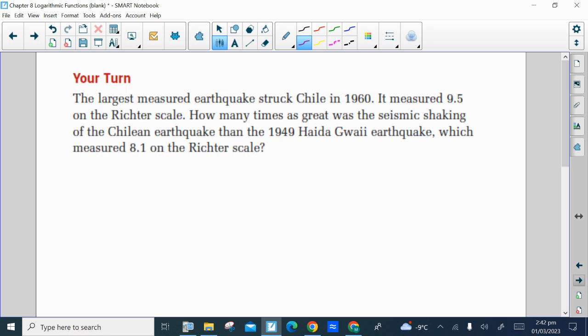The largest measured earthquake struck Chile in 1960. It measured 9.5 on the Richter scale. How many times as great was the seismic shaking of the Chilean earthquake than the Haida Gwaii earthquake, which measured 8.1 on the Richter scale? So again, we could do this by dividing the amplitude of the Chilean quake by the amplitude of the Haida Gwaii quake.